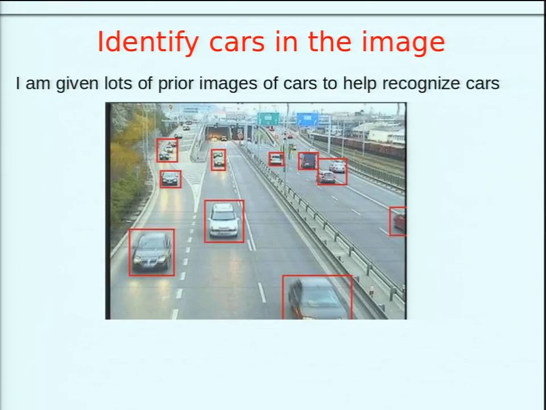Okay, so pretty much the last example. I'm given this image and I want you to identify all the cars. This is one of the first examples we have seen, right? Let's come back to this. So what kind of learning is involved here? I'm saying I'm given lots of prior examples of cars and examples of images that are not cars. So why is it supervised?